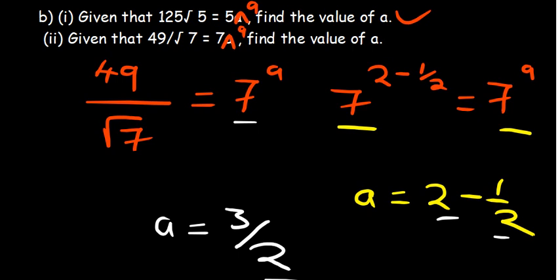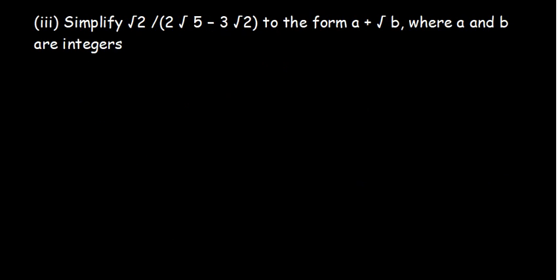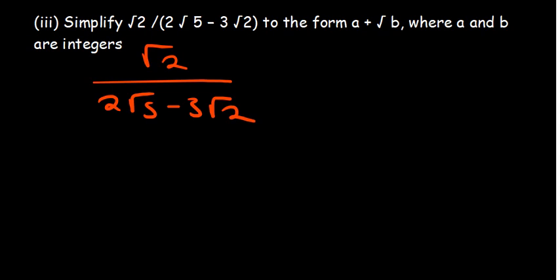So these are all coming from indices, basic algebra. Okay, so simplify root of 2 divided by 2 root of 5 minus 3 root of 2. I'll write that better so that you're able to follow. We're expected to simplify this to the form a plus a root of b, meaning we're just trying to rationalize the denominator. We don't want to have anything to be part of the denominator there.